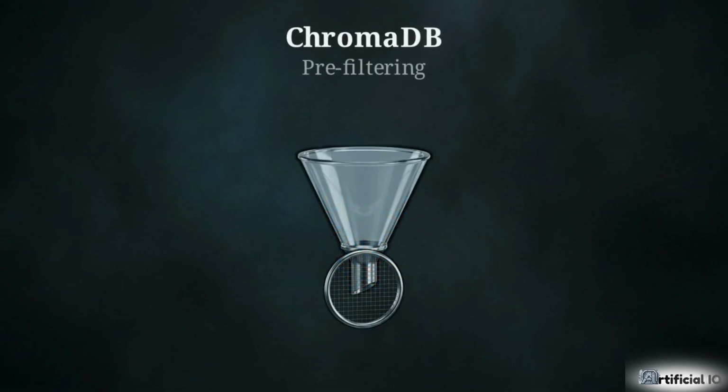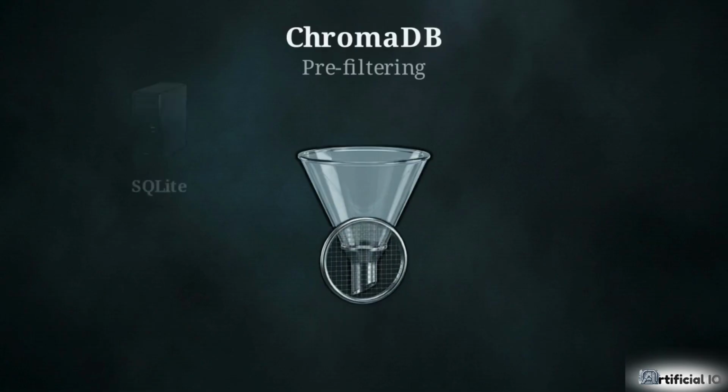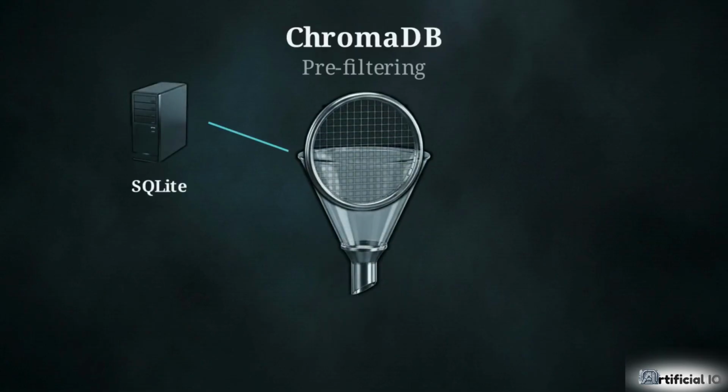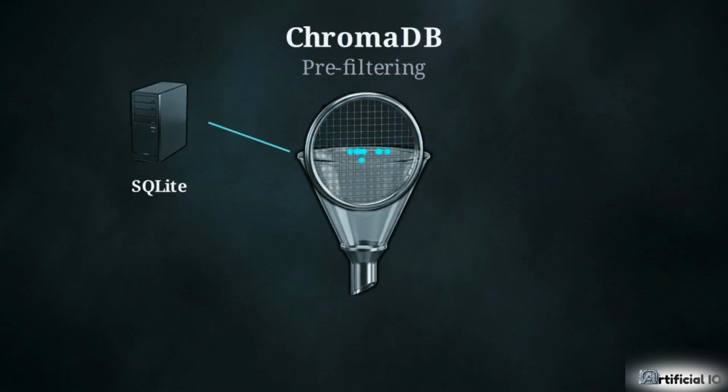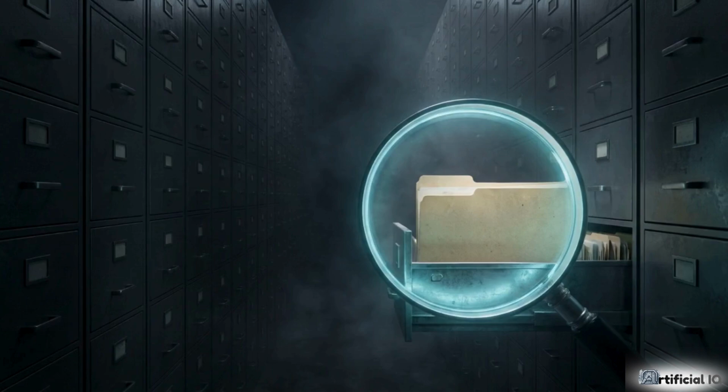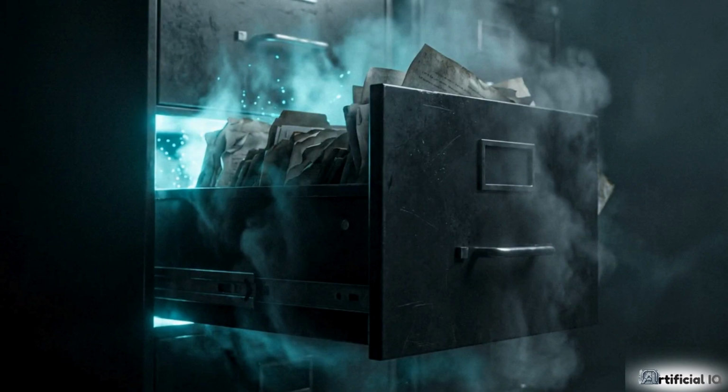ChromaDB takes the exact opposite approach to guarantee accurate results. It runs a pre-filter using a standard SQL database. The filter moves to the top of the funnel, isolating only the correct data points before the vectors are ever searched. But by pre-filtering, Chroma bypasses the vector index completely. It forces the database to run brute force linear scans across the remaining files. At scale, that SQLite metadata step becomes a severe bottleneck.